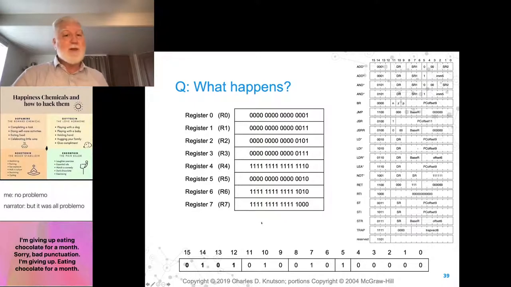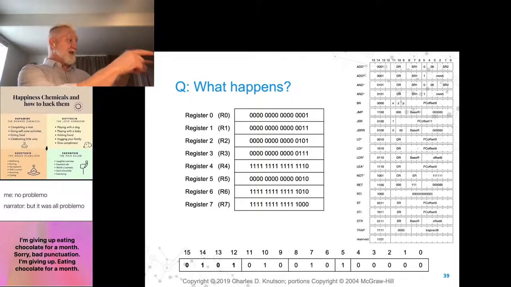Step number one. There's always step number one, and it's always the same. It's the same thing the computer does when it's fetching: it takes the instruction out of memory and puts it in the instruction register. That's fetch. The next one is decode. We're in the decode phase right now. Just imagine that it's sitting here in the instruction register.